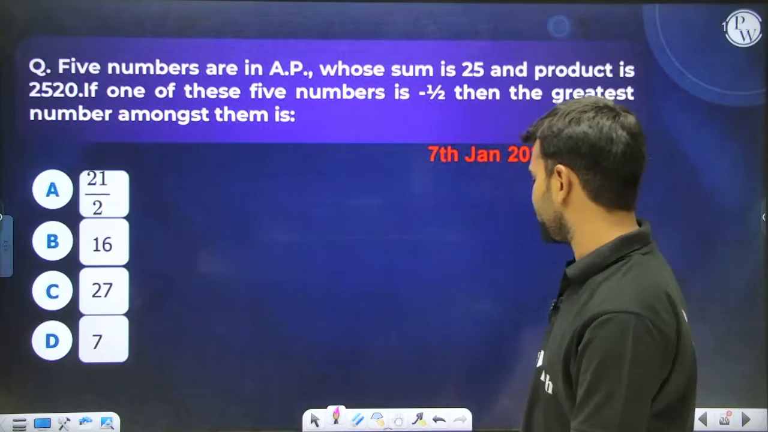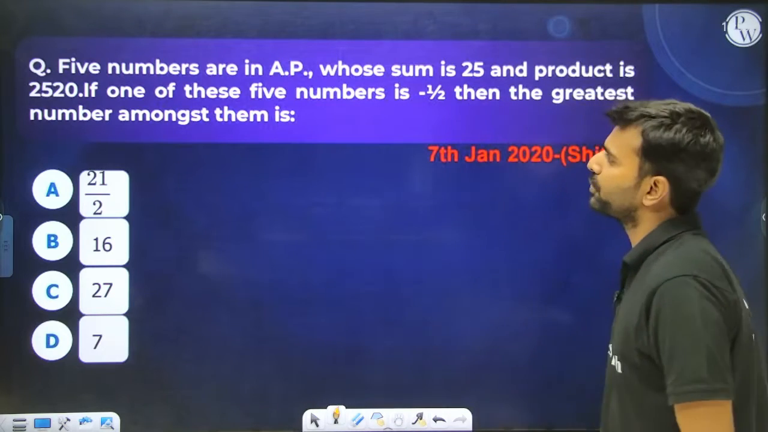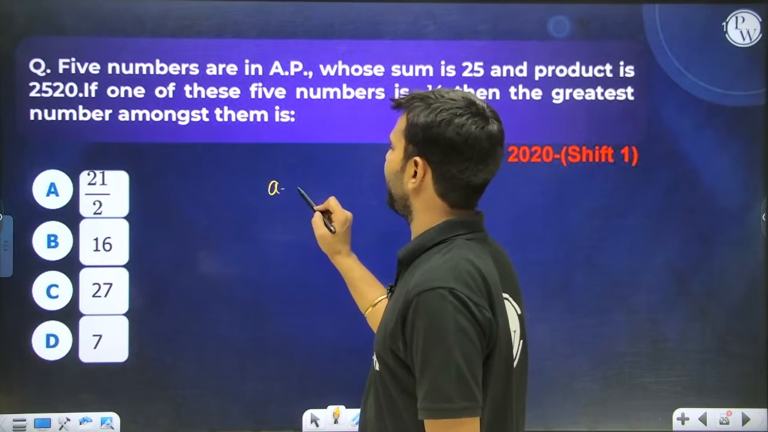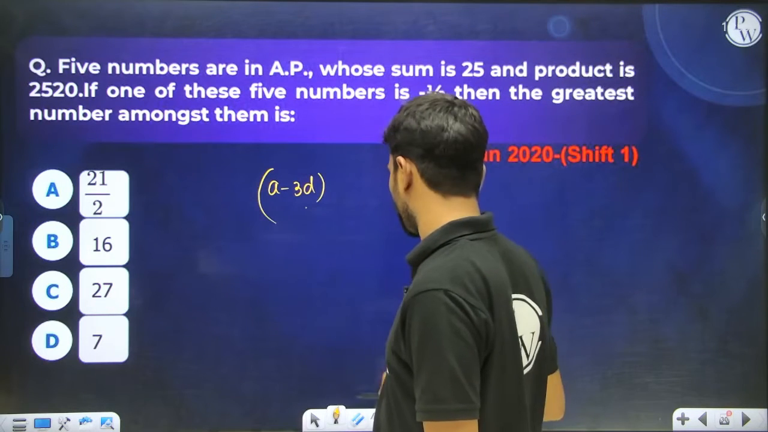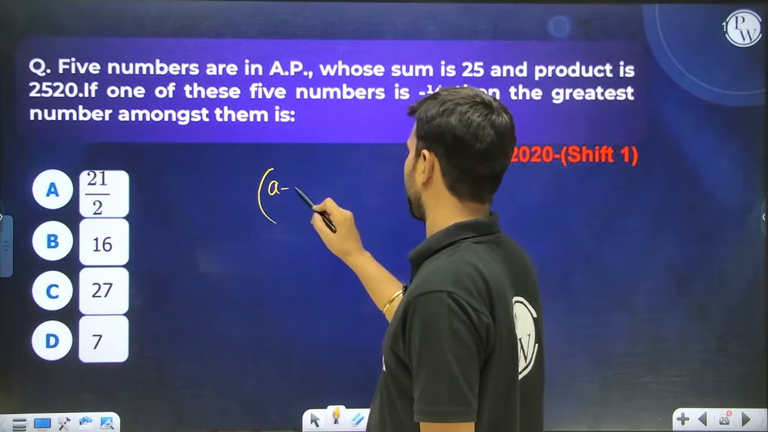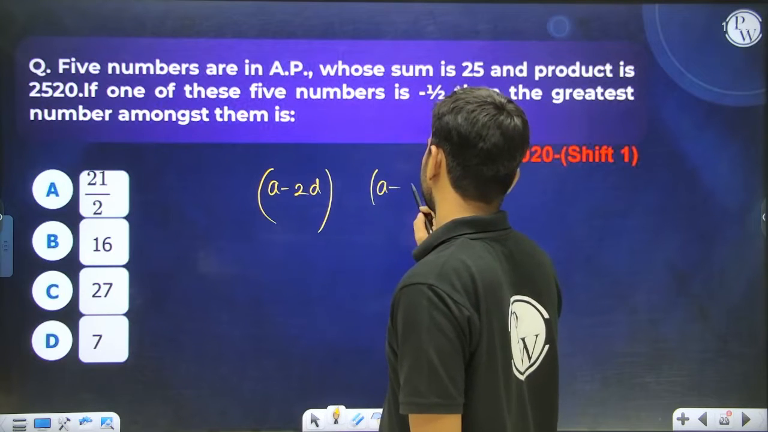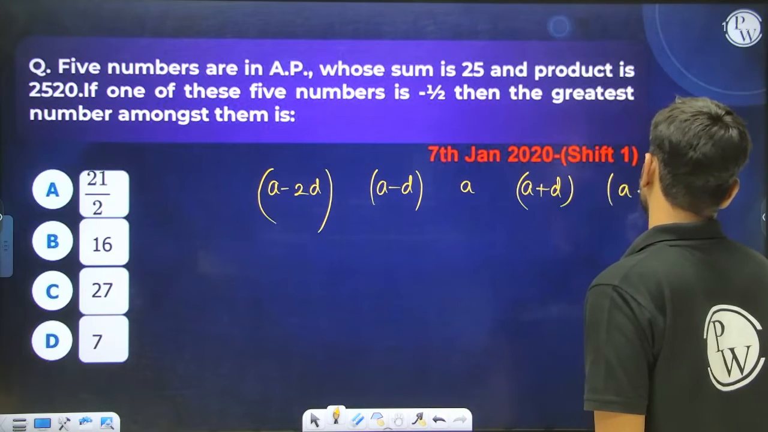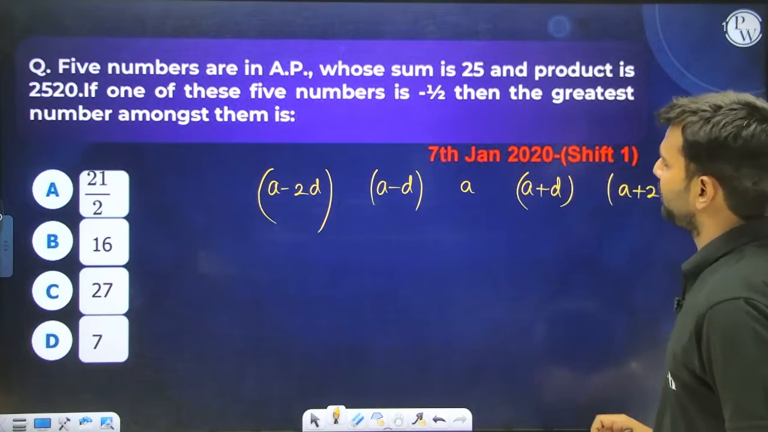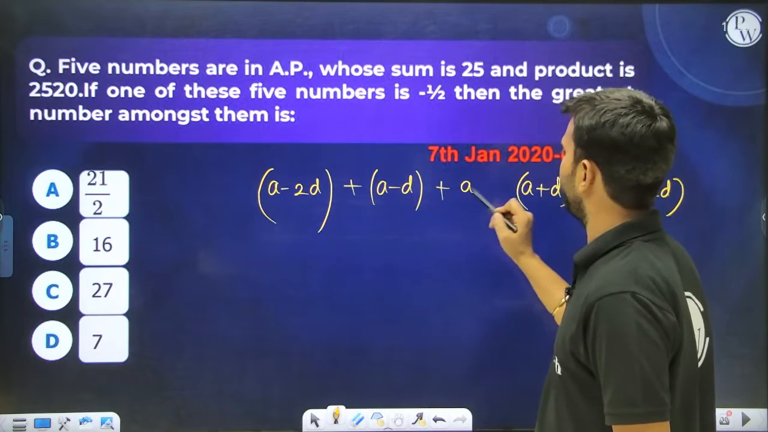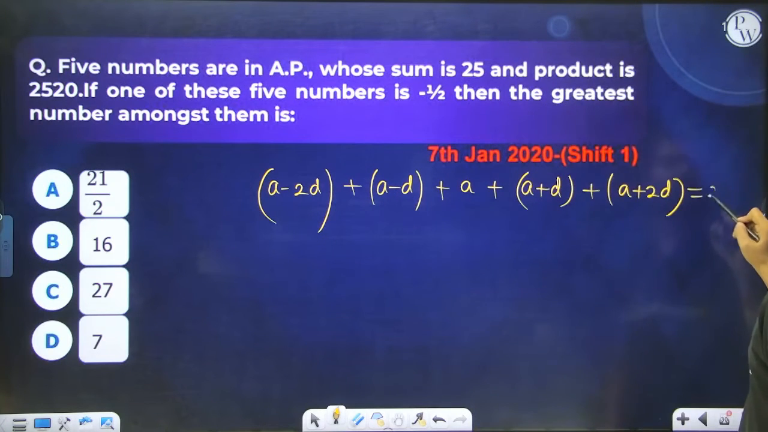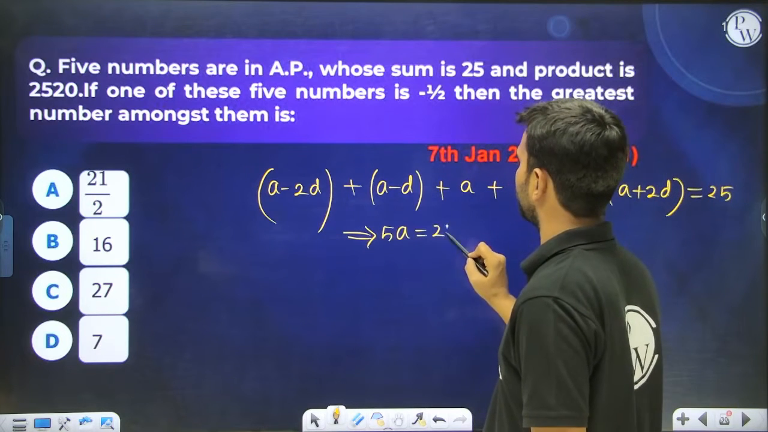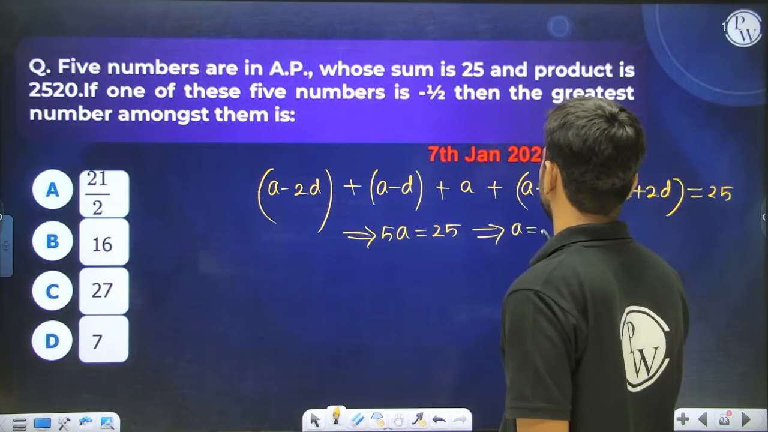Okay. Now this is the 7th January 2020 problem. Let's try to solve this. 5 numbers are in an AP given to me. Okay, 5 numbers in an AP means I can take those numbers as a minus 2d, a minus d, a, a plus d and a plus 2d. Okay, the summation is equal to 25 given to me, so we can add all of these numbers and write equal to 25. So when you add this, all the d's are cancelled and 5a's value is coming out to be 25, which means a's value is nothing but 5 only.